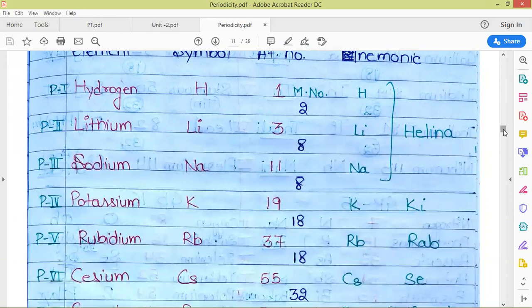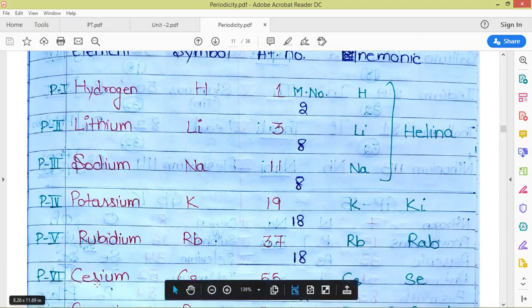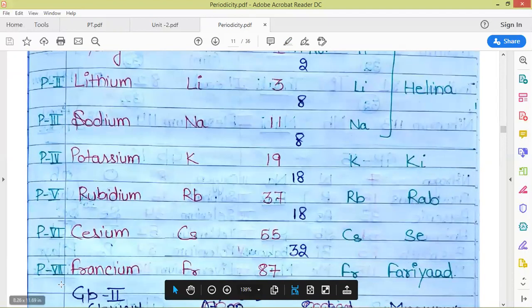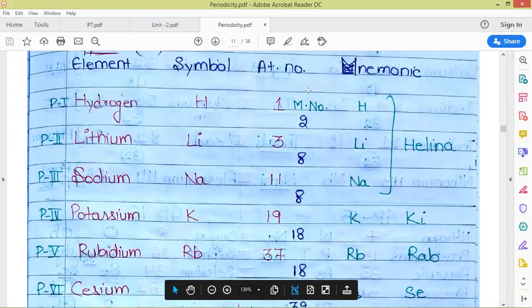I have created these mnemonics group wise. For the first group, the elements are hydrogen, lithium, sodium, potassium, rubidium, and cesium. These are the symbols of these elements. Hydrogen belongs to the first period and cesium belongs to the last period, that is sixth. And there is one more element, francium, which belongs to the seventh period.